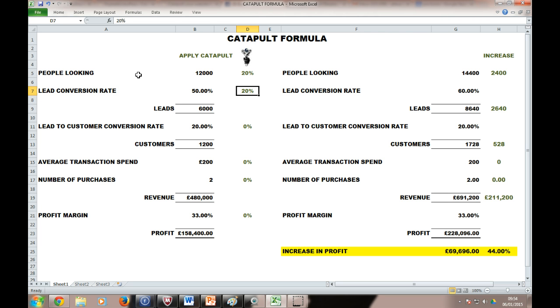In many cases, the live chat alone more than covers the cost of the catapult package. If you want to go for the catapult package, it will often pay for itself just with the live chat. So go and get the free trial if you haven't already. Lead to customer conversion rate.